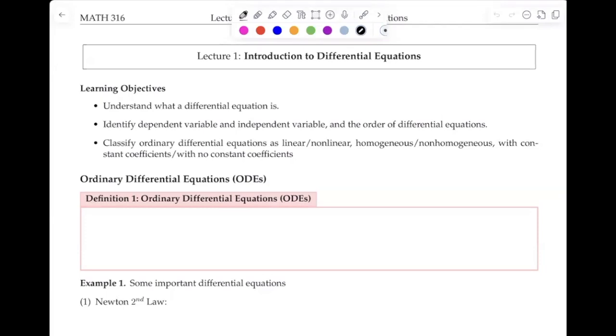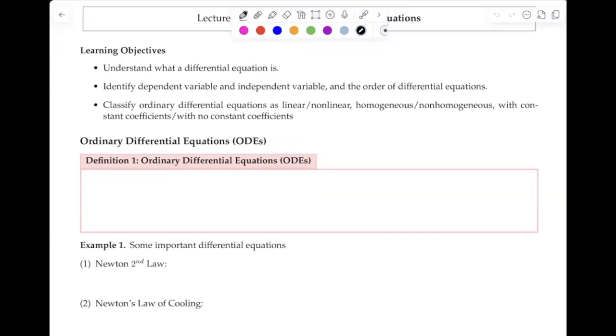Can you identify the dependent variable and independent variable from a differential equation, and what is the order of the differential equation? Can you classify a differential equation as a linear or non-linear differential equation? Is it homogeneous or non-homogeneous? And is the differential equation with constant coefficients or with non-constant coefficients? Things like this we need to be able to classify because we need to be able to choose the correct solution technique. So first things first, what is an ordinary differential equation?